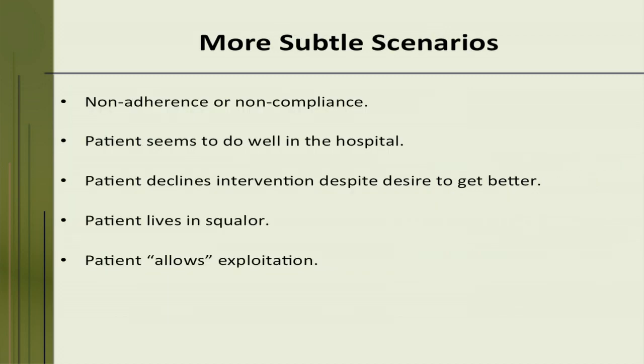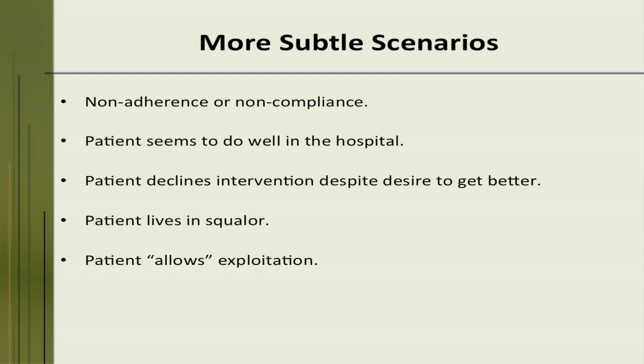Here are some more subtle scenarios that you might see that are associated with capacity. Maybe non-adherence or non-compliance to medical recommendations or medications. The patient seems to do well in the hospital, whereas when they come into the hospital, they may have been in really bad situations, living in unsanitary conditions, come in disheveled, very dirty, with multiple untreated conditions. But when you put them in an environment where someone is helping them and providing them with that care, then they do much better. The patient may decline interventions despite desire to get better. So there are incidents where you have an older adult who knows that they need to do what's recommended by the physician or by the healthcare professional or by someone who's trying to give them the proper care, but yet they decline this intervention because they don't fully understand or appreciate the recommendations that are being provided.